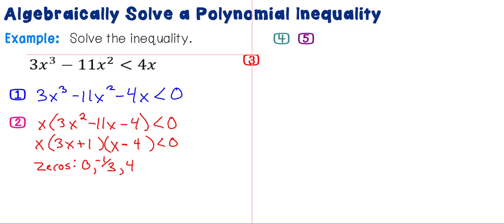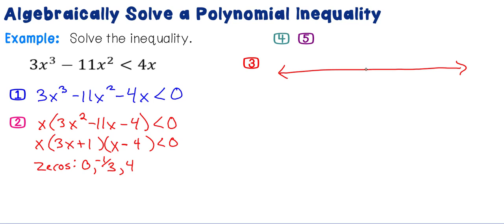Okay, so for the number line, these zeros are what I want to focus on. So I'm going to draw my number line. I know I have 0 in the middle. I have negative 1/3, and I have 4. So in this case, I have 3 points where it crosses the x-axis. So I want to check all 4 of these sections to see if the answers are true.